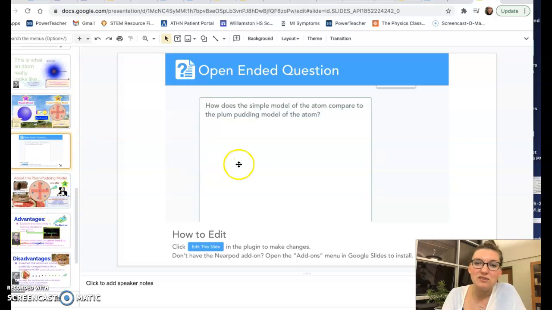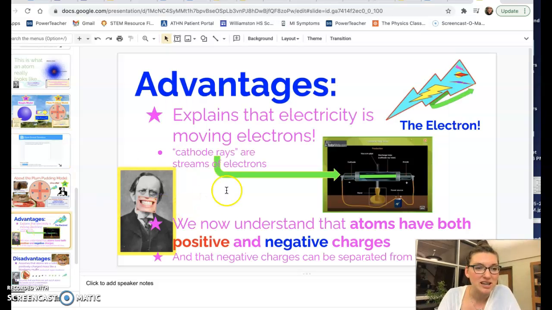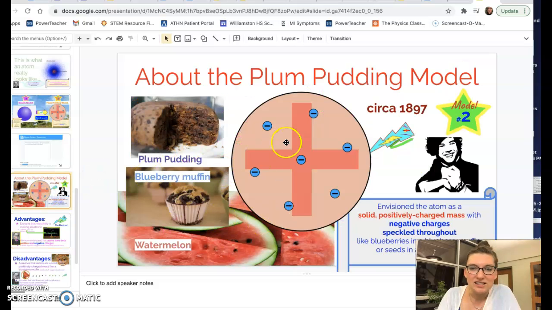So how does a simple model of the atom compare to a plum pudding model of the atom? The plum pudding model has charges, specifically positive and negative charges. And again, those negatively charged electrons are like the blueberries in the blueberry muffin, or the seeds in the watermelon, or the plums in the plum pudding. So this is what he came up with.